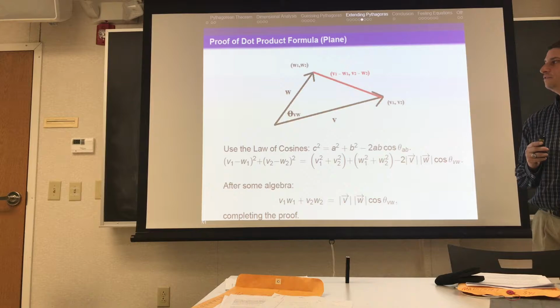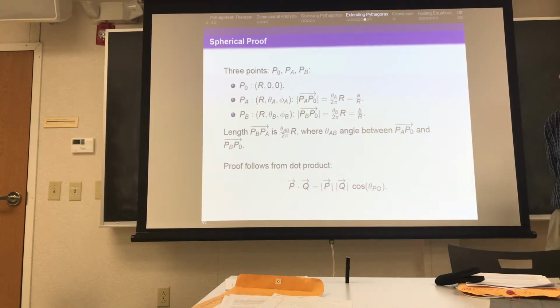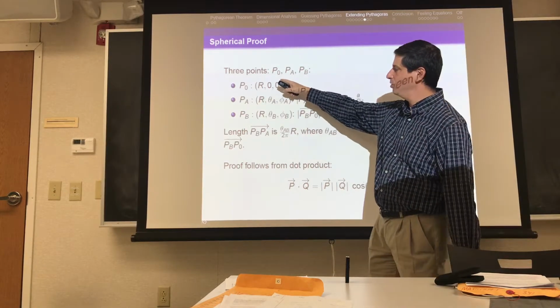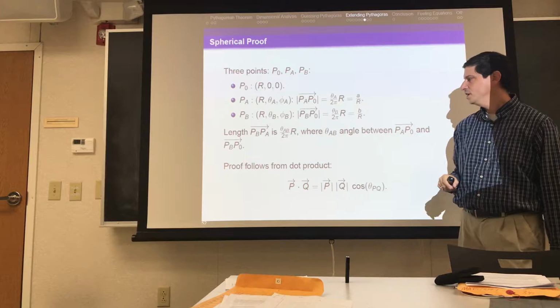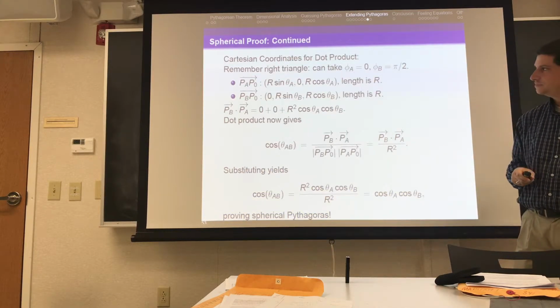This is a proof of the dot product formula. Now we take our points without loss of generality. You might as well assume your first point is on the North Pole. Then we've got our second point. We calculate the lengths. We use the dot product formula.